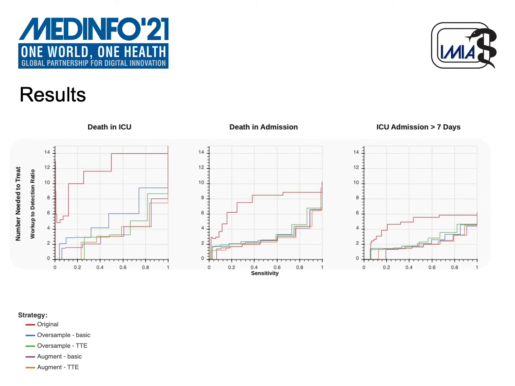Reviewing the workup to detection ratio shows that for such imbalanced targets, all of the upsampling techniques improve the performance, with the augmentation strategies generally outperforming the basic oversampling strategies across all metrics.